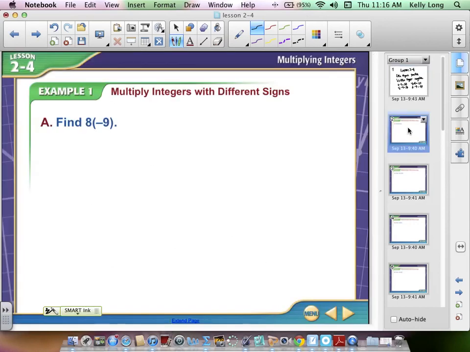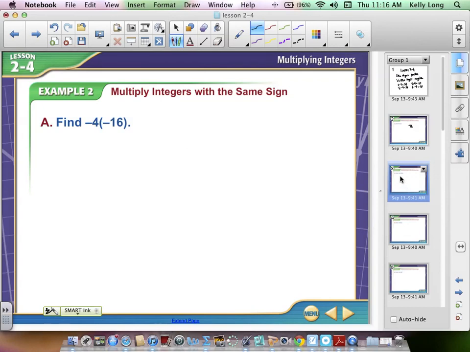All right, let's do some examples. What does it mean when that 8 is written right next to those parentheses? It means to multiply, so that's just like 8 times negative 9. Like or unlike signs? Unlike signs, so my answer is going to be a negative 72. Okay, just remembering those two rules is easy.